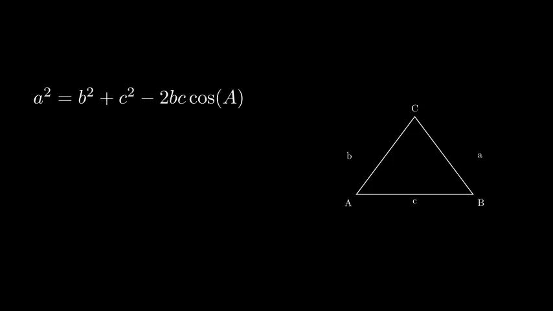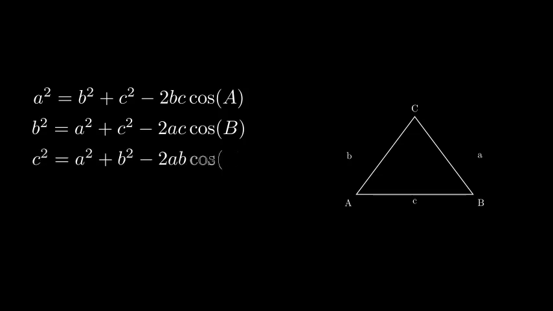The first form is a squared equals b squared plus c squared minus 2bc cosine A. Similarly, b squared equals a squared plus c squared minus 2ac cosine B. And finally, c squared equals a squared plus b squared minus 2ab cosine C. Look closely at that last formula. It might seem familiar. It looks very much like the Pythagorean theorem, doesn't it? The only difference is the term at the end, minus 2ab cosine C.